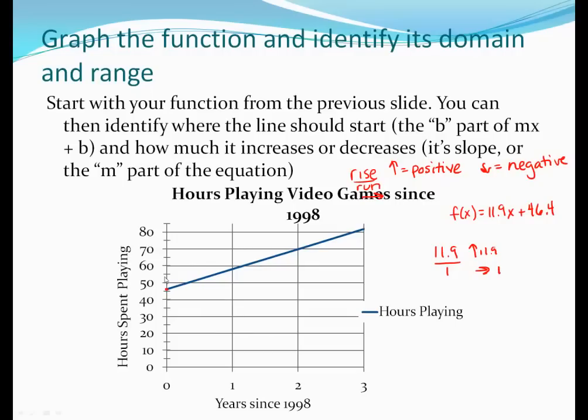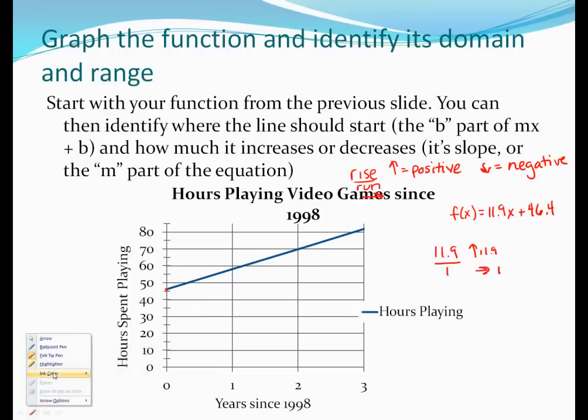So we went up 11.9, so that would be about 58.3. So that's about where that is right there, and that's after 1, okay? And then if we did it again, it'd be at about 70 hours. So again, this is our graph, and the good thing about a graph is you can just look at it without having to plug numbers in and say, okay, I can kind of see where we're at after 1 year, after 2 years, after 3 years since 1998. So you get the idea from that.